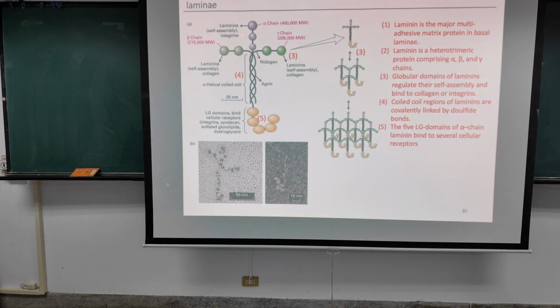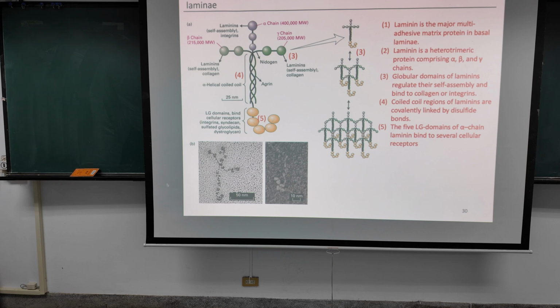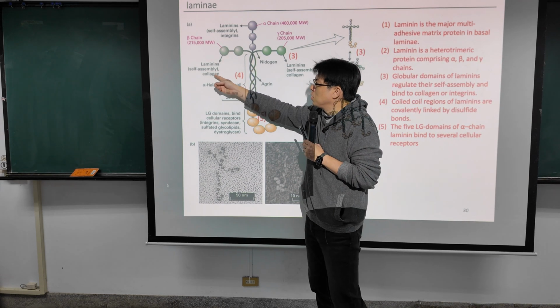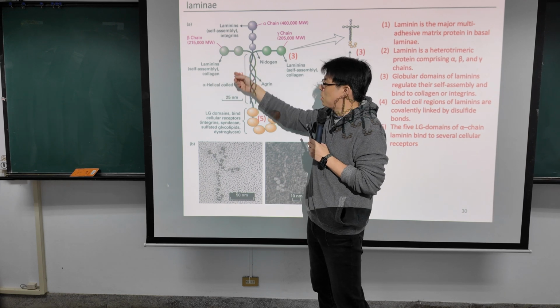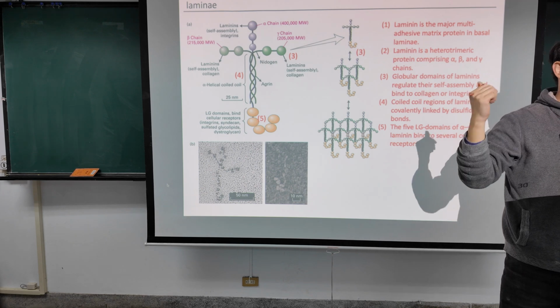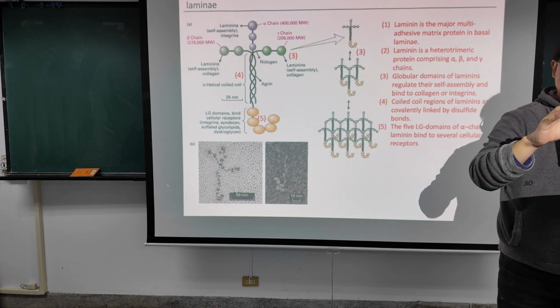Chain will be an alpha, beta, and a gamma chain. Okay, 1, 2, 3. And again, I would not ask you, for example, which protein this globular domain will bind to. I can't remember it. You just need to remember they can bind by themselves and they can bind with others. That's it. That will be enough.